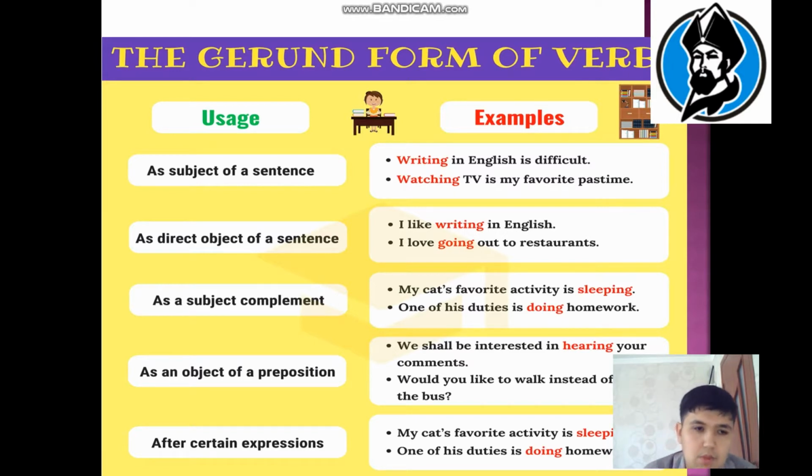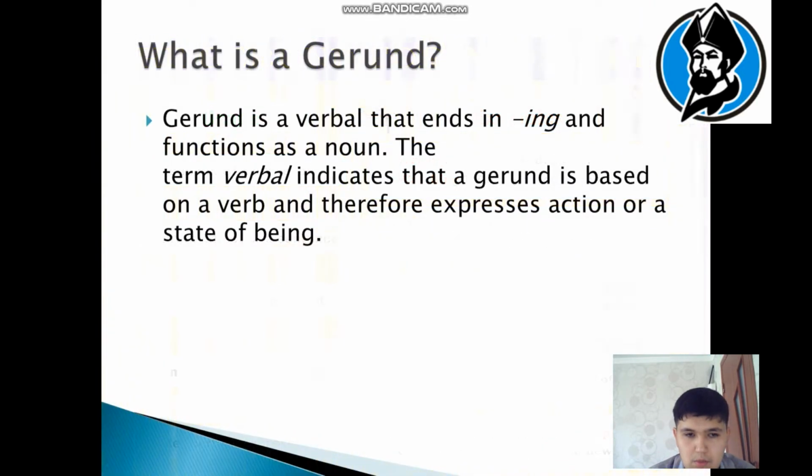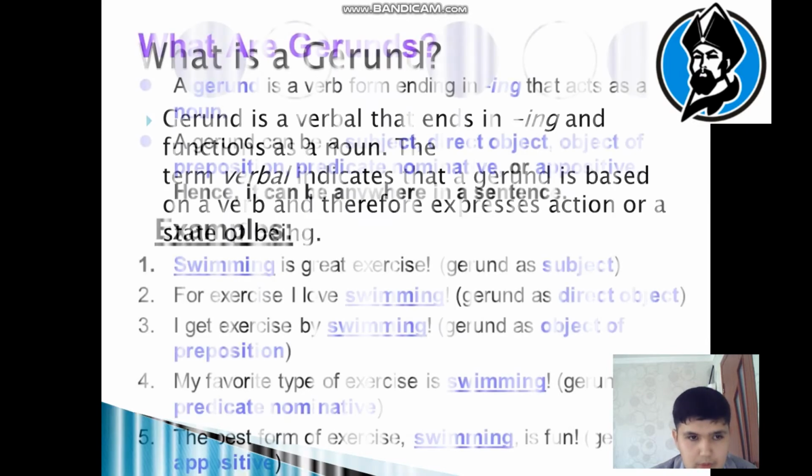Also, the gerund can be used as a subject complement. My cat's favorite activity is sleeping. One of his duties is doing homework. So you can see the gerund is formed easily, but it has multiple roles in the sentence. The term verbal indicates that gerund is based on a verb and therefore expresses action or a state of being. Gerund is basically a special form of the verb.